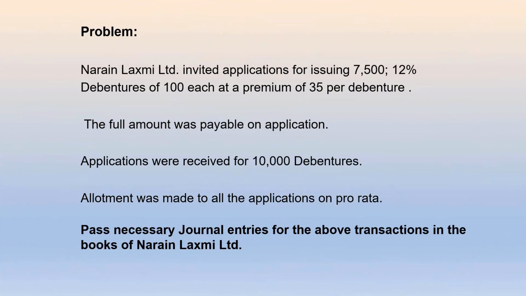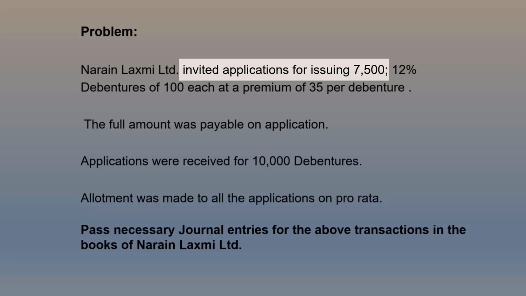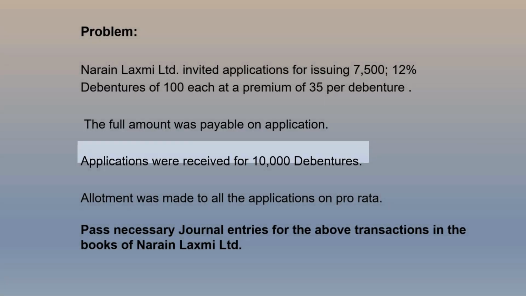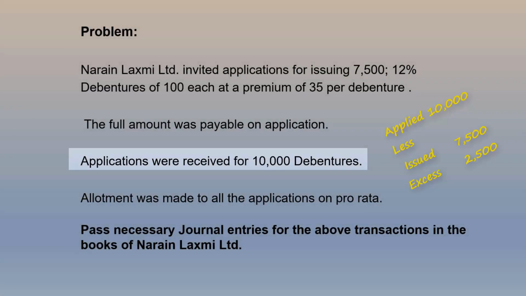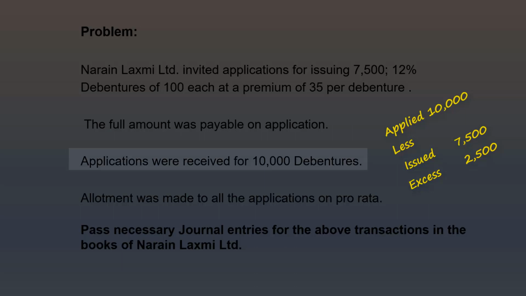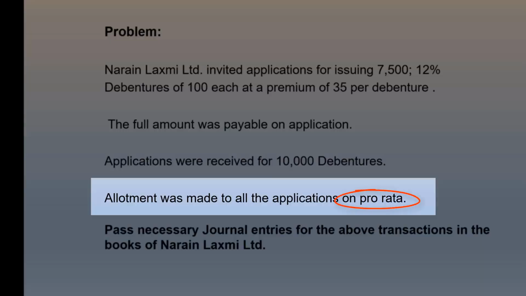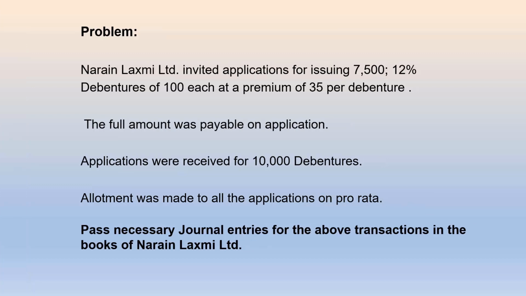Now let's look at another scenario. As in the previous scenario, there is an oversubscription in this case too. Since this is a scenario where the consideration is received in lump sum, the excess amount will have to be refunded. We are also told that the allotment was made on a prorata basis. So what does this mean? And what's the significance for this entry?